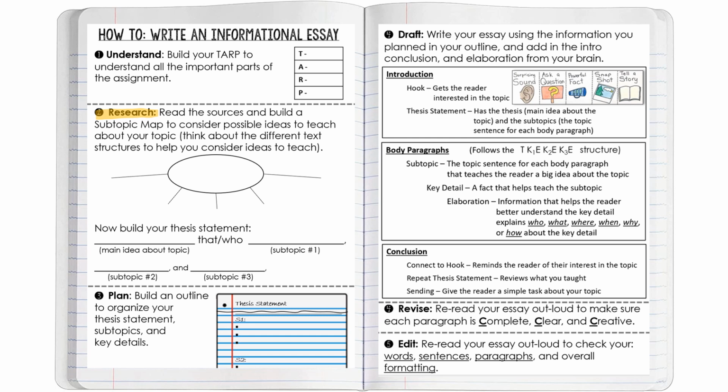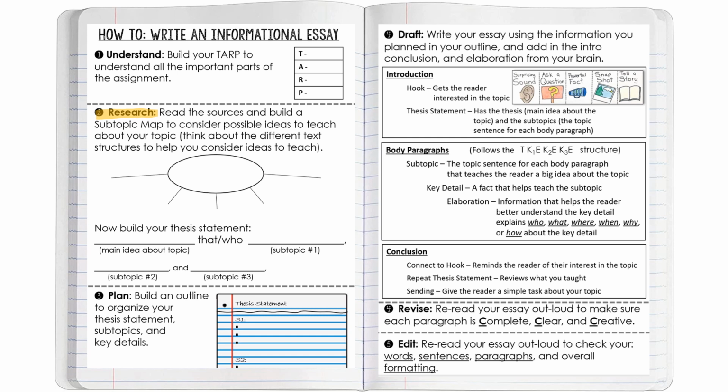So you've already done your TARP. You said, okay, I understand the assignment. I know my topic. I know my audience. I know what resources I'm allowed to use, and I know the purpose for writing. And you should have determined the purpose for this piece of writing is that I'm writing an informational essay or an expository essay. So you've figured that out. You're just writing to teach somebody about the topic. And now you're ready for step 2, which is research.